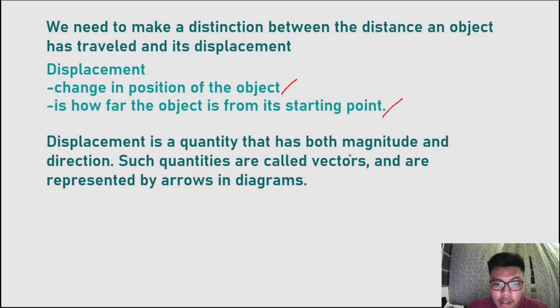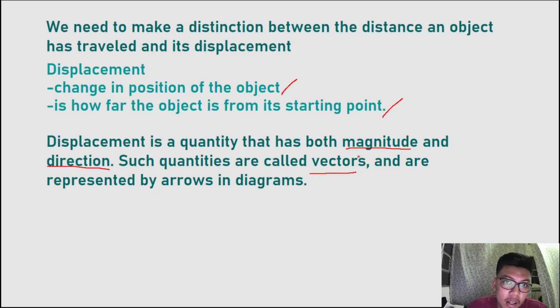Displacement is a quantity that has both magnitude and direction. Such quantities are called vectors. So our displacement is a vector. It has a direction, which is one of the differences from distance. Distance is a scalar quantity, and vectors are represented by arrows in diagrams.